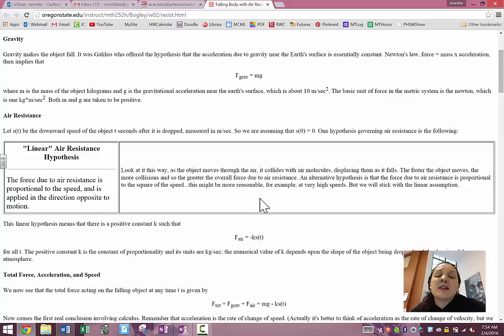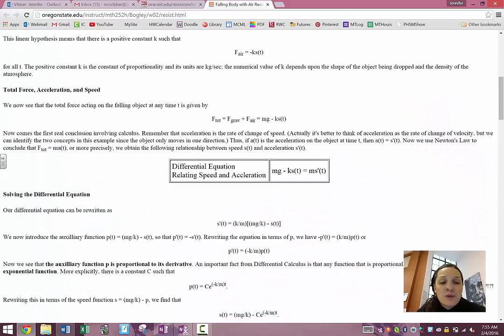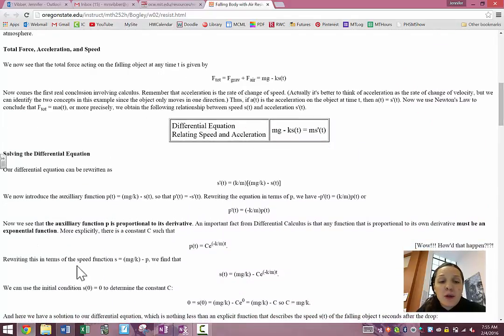It says basically, as an object moves, the faster it moves, the more air it's colliding with, which means the more air there is to slow it down. So your wind resistance is variable based on your speed. It's proportional to speed. That means there is a linear hypothesis that there's a constant k such that the air resistance is negative k times the speed of the object. This is kind of the easiest way to look at air resistance, but there's a lot of other ones too. So again, if you're a little bit more interested in this kind of thing, feel free to peruse this article.